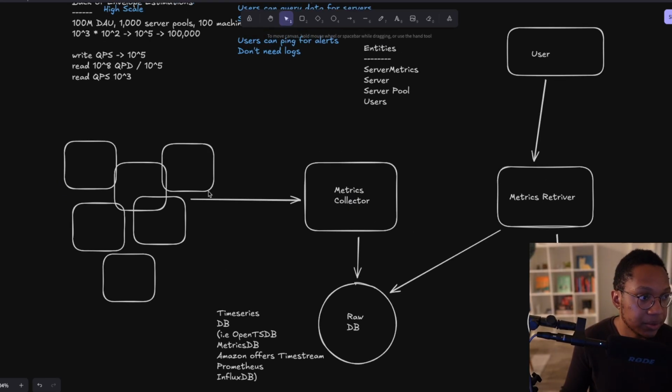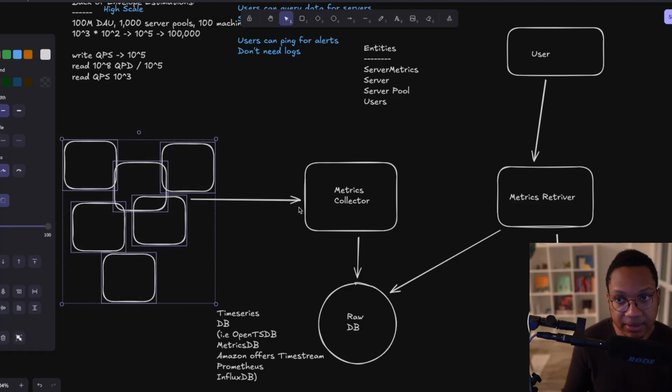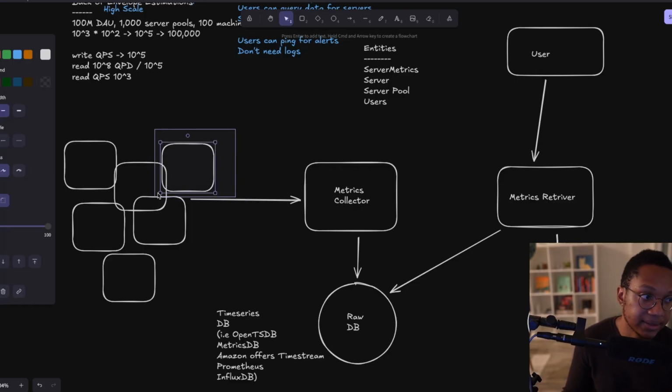Other things here that are unique to this problem: I just mentioned that we push all of the data into this metrics collector, but what if we reversed it and had the metrics collector pull the data? One thing you'll notice is, what do we do if one of the servers breaks and stops sending data?